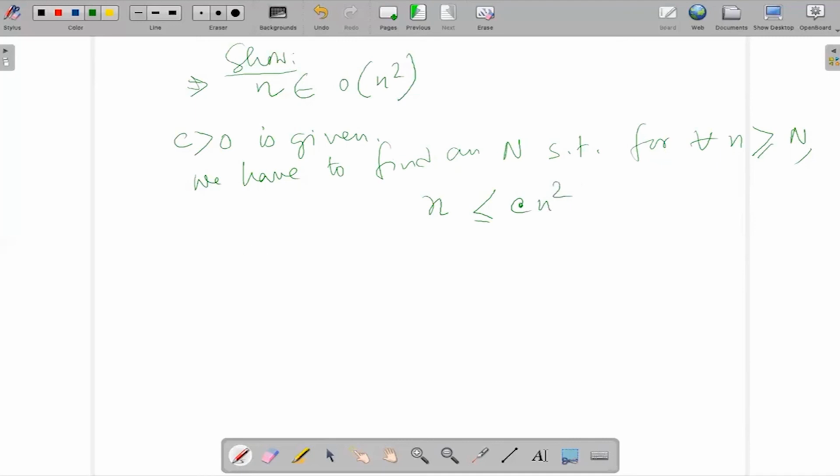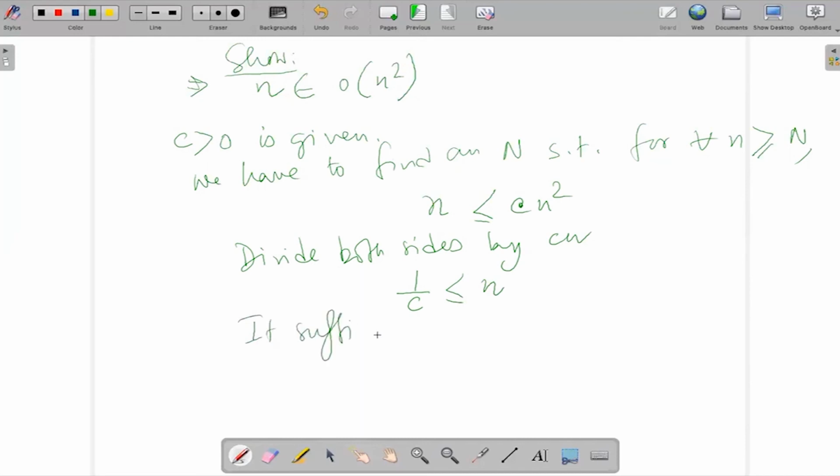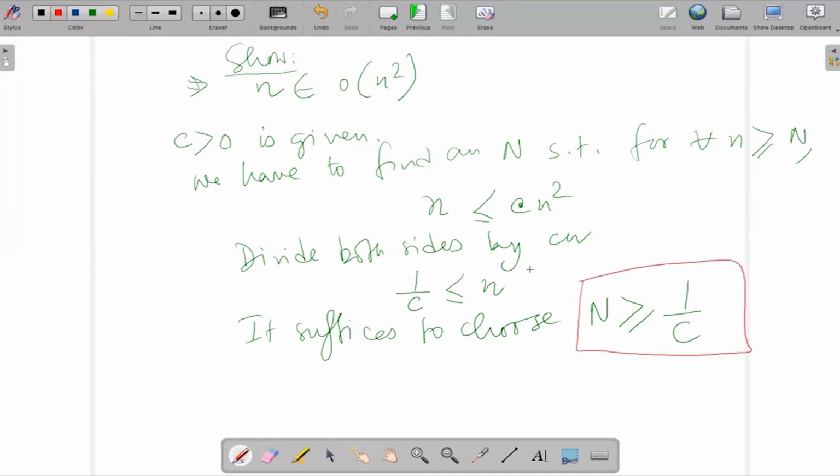Now if we divide both sides by Cn, we have 1 by C less than or equal to n. So therefore it suffices to choose any capital N greater than or equal to 1 by C. If you choose any capital N that is greater than or equal to 1 by C, the above condition is going to hold and n is going to belong to small o of n square.